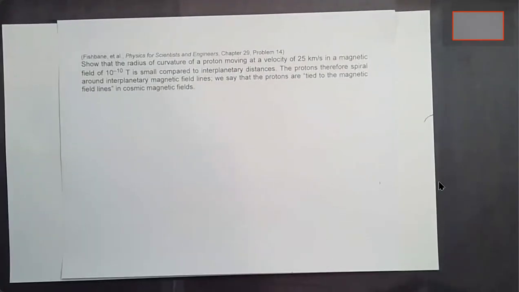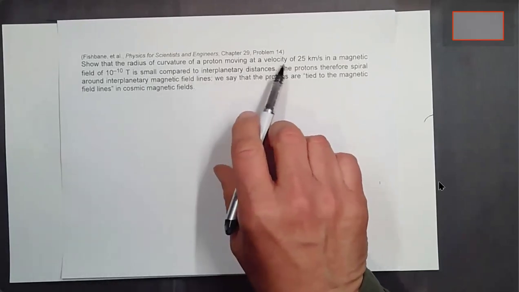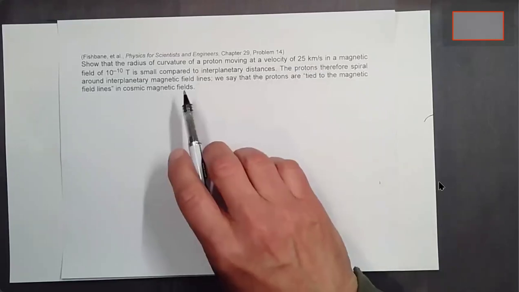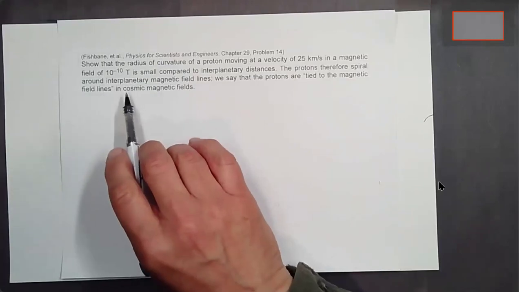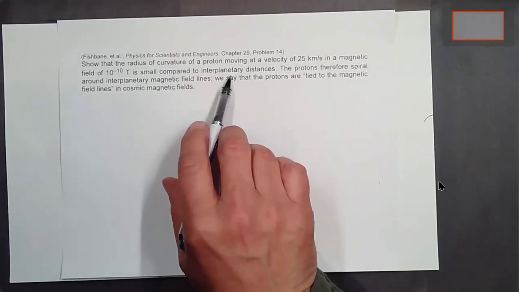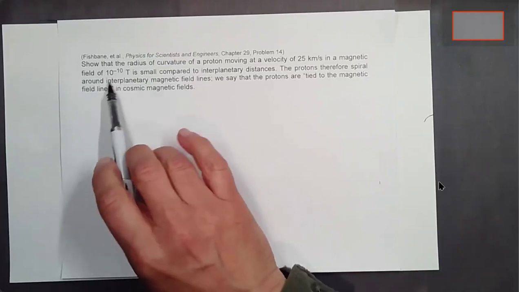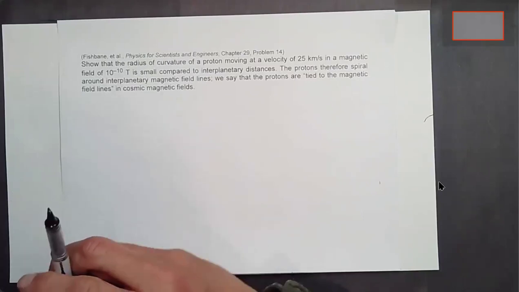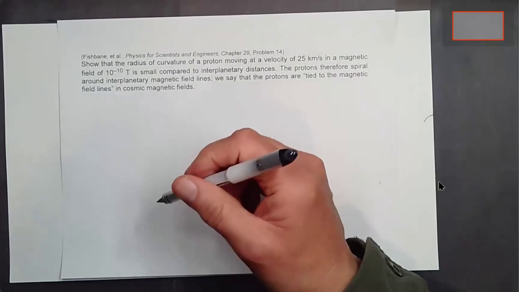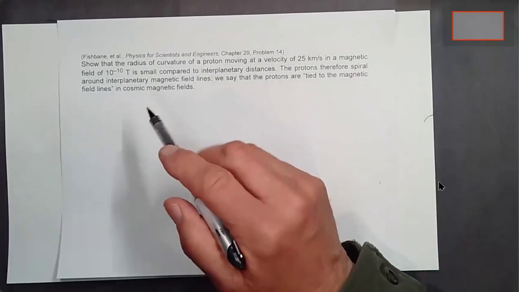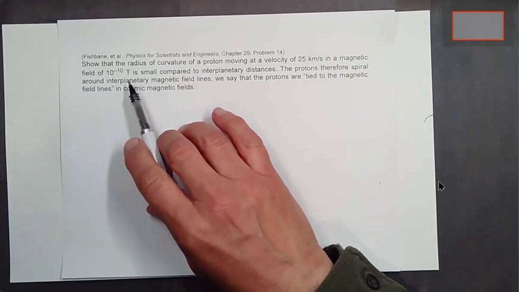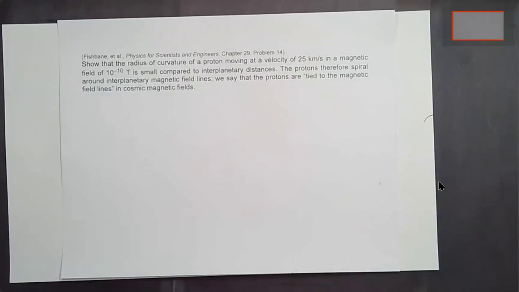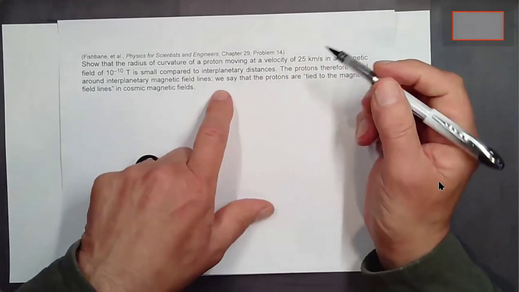Here's one related to astronomy. Show that the radius of curvature of a proton moving at a velocity of 25 kilometers per second in a magnetic field of 10 to the minus 10th Tesla is small compared to interplanetary distances. Now that's a pretty weak magnetic field, but it might be an example of a magnetic field strength out in space. So Earth's magnetic field on the surface might be around a 10,000th of a Tesla, 10 to the minus 4th Tesla. But when you get farther away from the Earth, the strength drops off like the square of the distance. So that could be what it is.